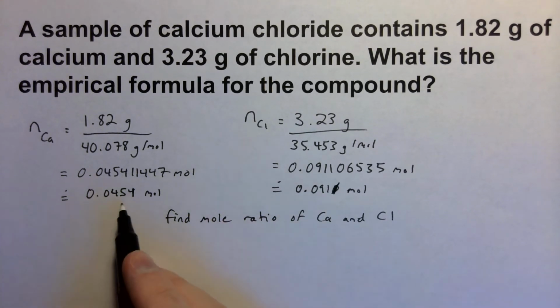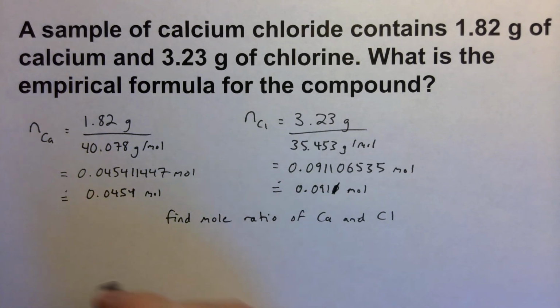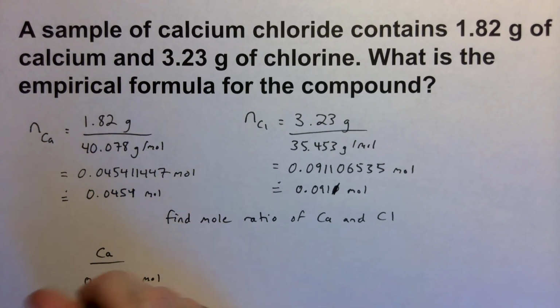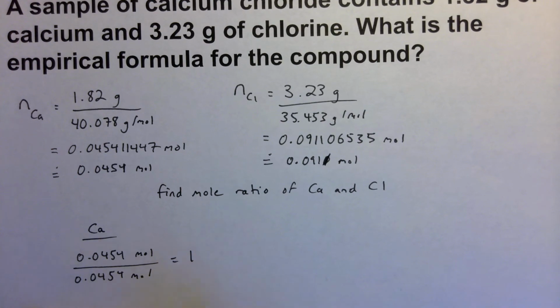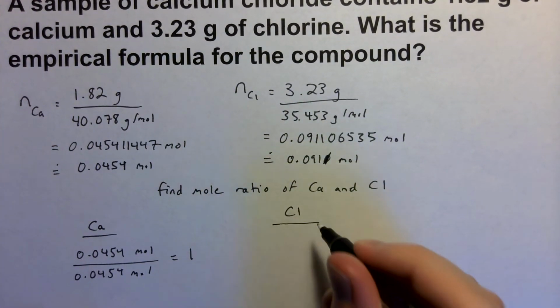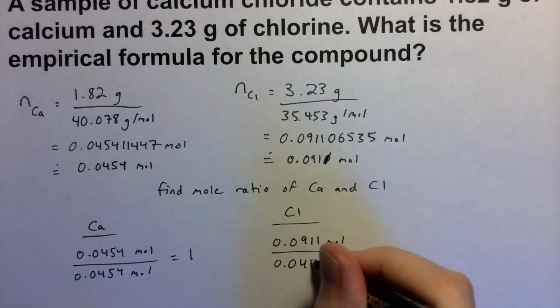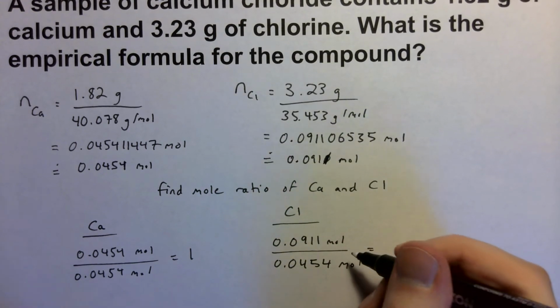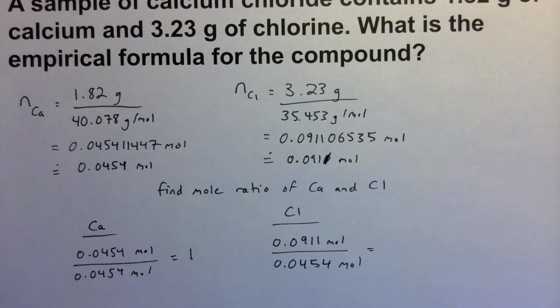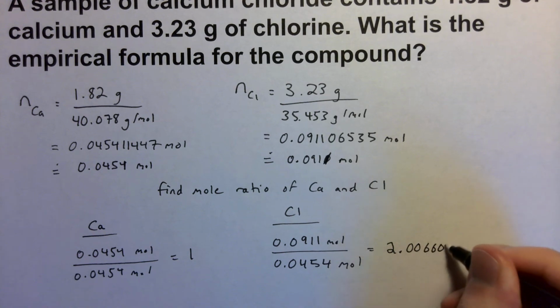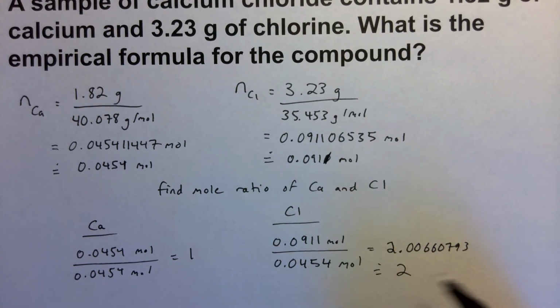So we'll divide each of these numbers by 0.0454 moles. So for calcium, that's going to equal 1 because anything divided by itself is 1. And then for the chlorine, 0.0911 moles divided by 0.0454 moles. And when we divide that, you actually get 2.006607932. We can just round that to 2.